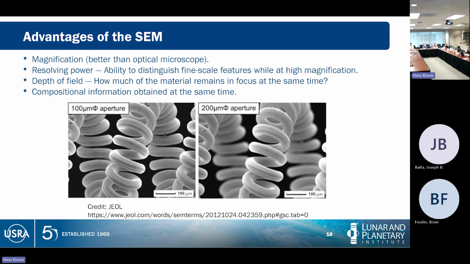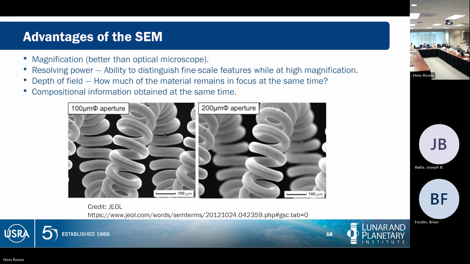The advantages of the SEM, we mentioned one of them already, is resolving power, magnification. You can zoom in on things to a degree better than you can with an optical microscope. Here is a 100 micrometer scale bar. This is almost at the limit of what you can image with an optical microscope. You can get a little smaller than this, but note the resolution. You can distinguish micrometer and sub-micrometer scale features with high accuracy.